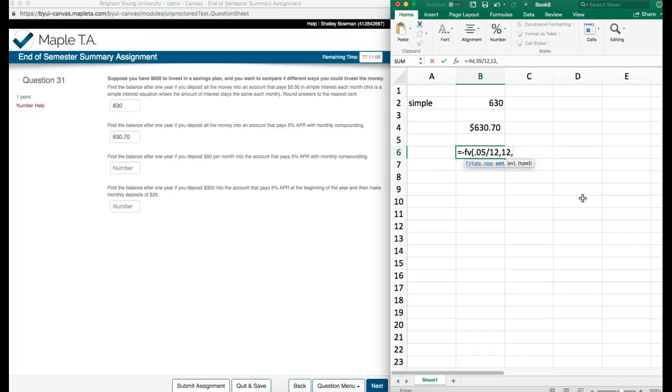And then the payment is $50, and I believe we are not doing the $600 because this $50 is where that 600 is, because we're making that per month, and so that is my $600 spread out over the entire year. So my present value is at 0, and press enter. If you're not comfortable with that, you could verify that the $50 per month, times 12, makes the $600 that we started with. So we have $613.94.